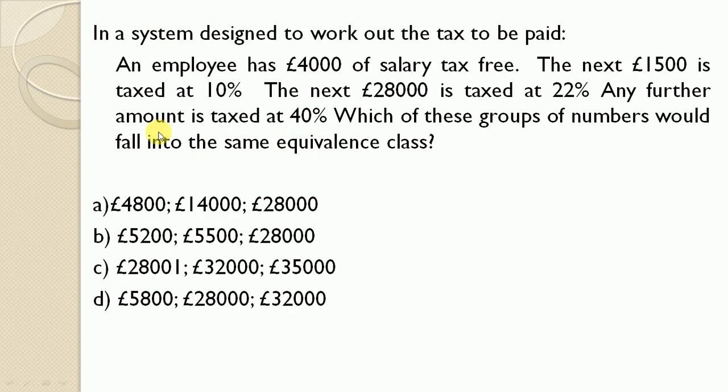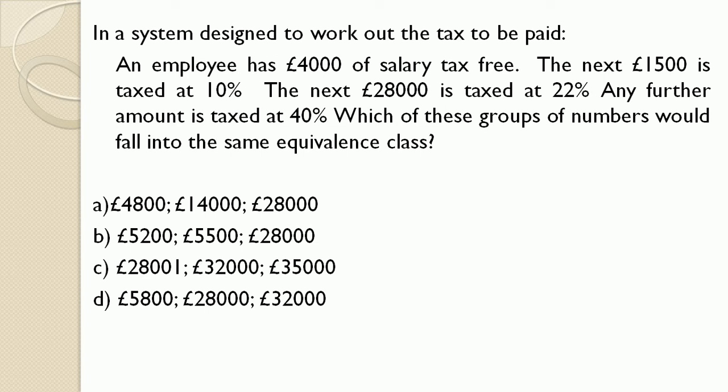What is next? In a system designed to work out the tax to be paid, an employee has $4,000 of salary tax free. Then the next $1,500 is taxed at 10%, and the next $28,000 is taxed at 22%, and any further amount is 40%. So guys, the scenario can be anything, but you need to remember that first you need to make a partition somewhere. Sometimes you might get a complete partition, but if you don't have one, it's your responsibility to prepare a partition. Let me show you how you can prepare your partition.